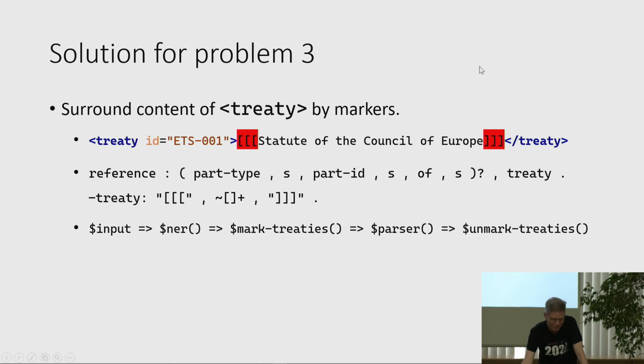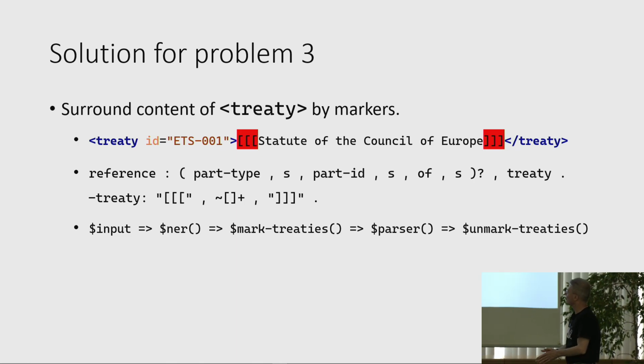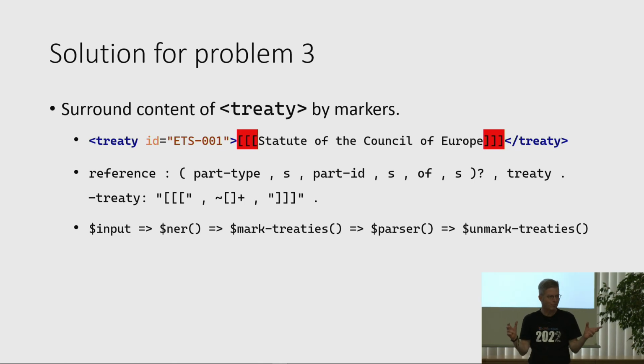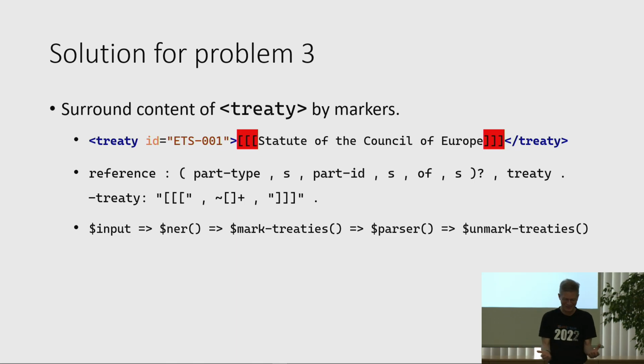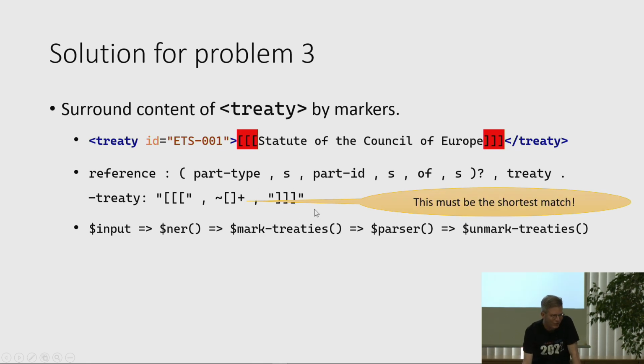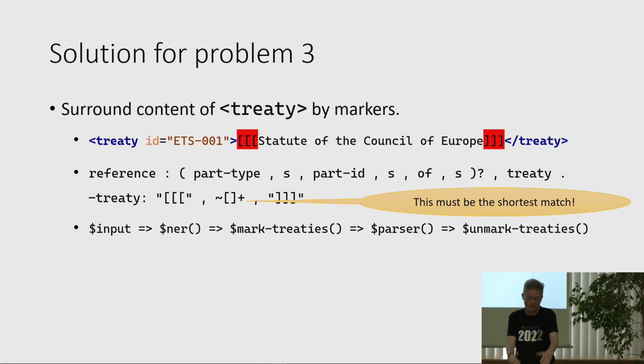How can we solve that? Well, an easy solution, which I've implemented at the moment, is to surround the treaty elements, or the content of the treaty elements, by special markers. They should be a bit more complex than 3 square brackets, but that's what I used for the example. And then a treaty, so here I have a treaty, and it's specified by this rule. It is the beginning marker, some text, and the end marker. And as you see, this must be the shortest match, which we can't guarantee at all. But it works sometimes. Maybe it will work now.